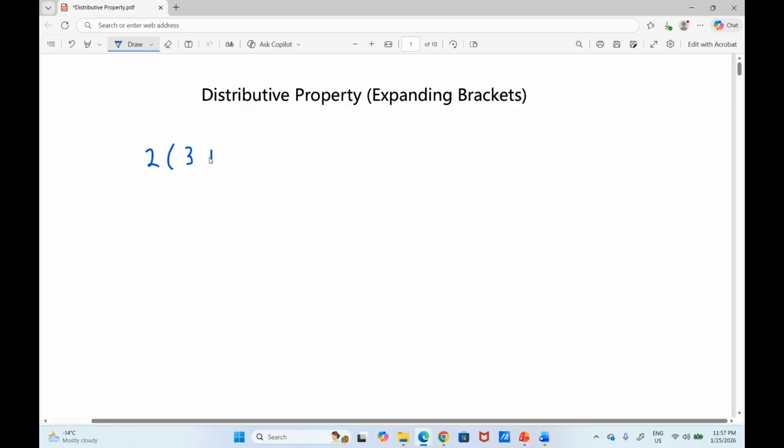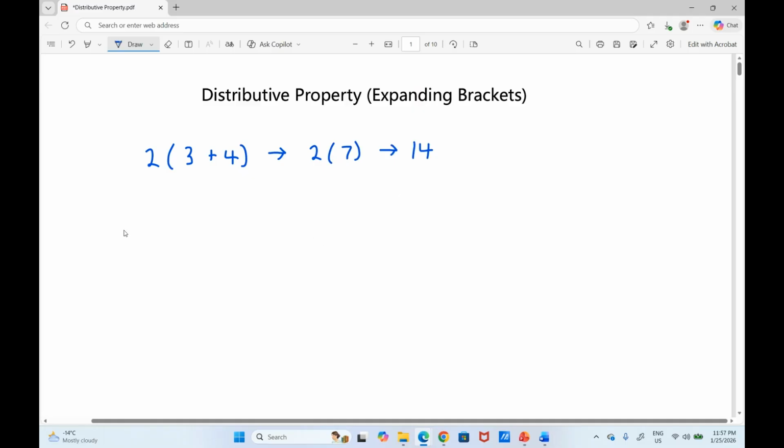3 plus 4. Okay, now this just looks like a BEDMAS question, an order of operations question. So if I were to compute this using order of operations, I would just solve what's in the bracket first. So I'm going to get 2, and then 3 plus 4 is going to be equal to 7. So I have 2 times 7. And 2 times 7 is just going to be equal to 14. So my final answer should be 14.